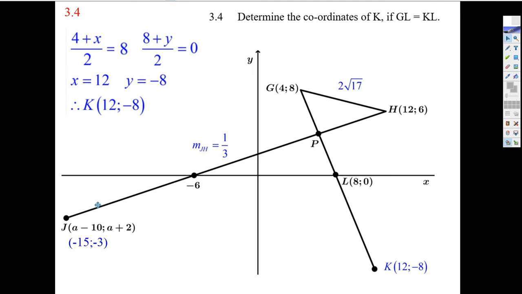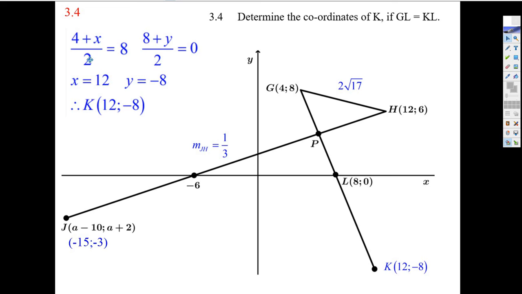Okay, this is the next part of the analytical geometry question 3, and let's just try it here. They say determine the coordinates of K, this point out here, if GL equals LK. Well, if these two lines are equal, it means that one's in the middle. L's the midpoint. So then when we add the x coordinates of the points on either side of the midpoint, divide by 2, we should get 8. And that's what I do.